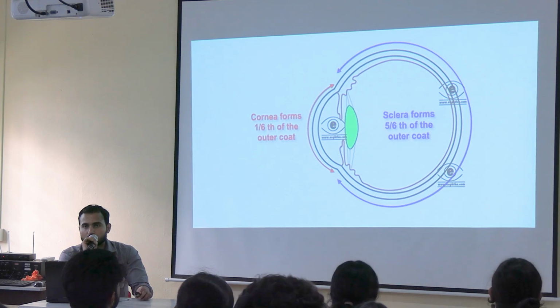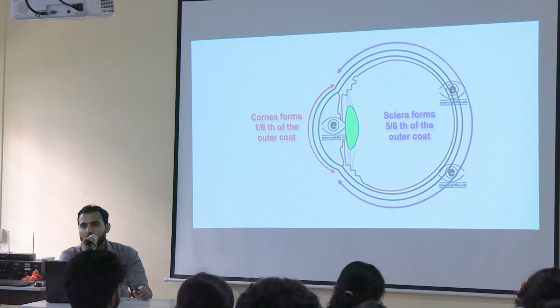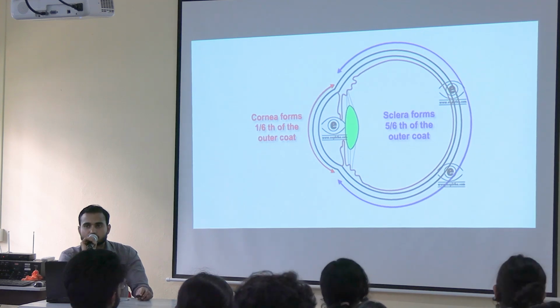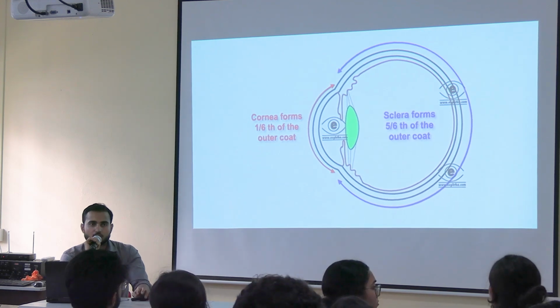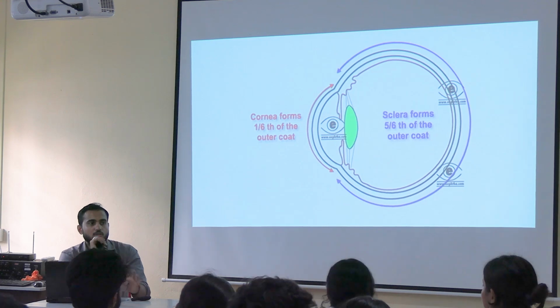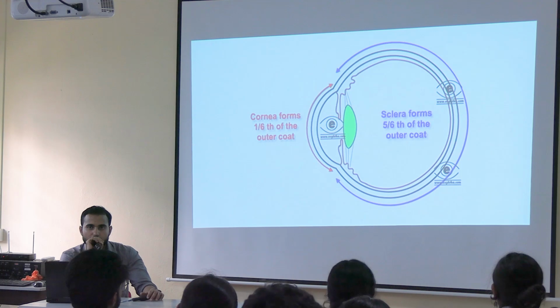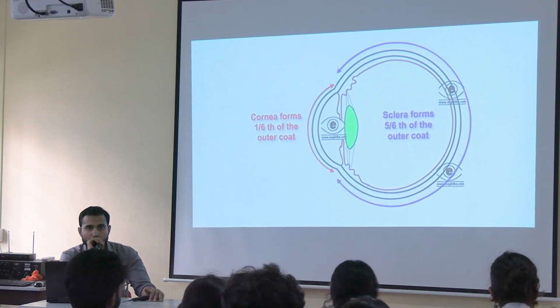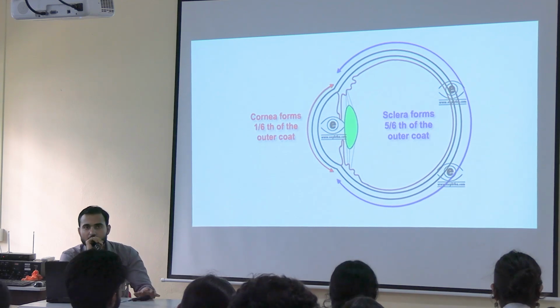Why is most of the part made up of sclera? Anyone? Think. I have given the answer just now. Yes, very good. Muscle attachment, it needs a larger area. 6 extraocular muscles are there which will come and attach. So for muscle attachment, a larger area is required. That's why.